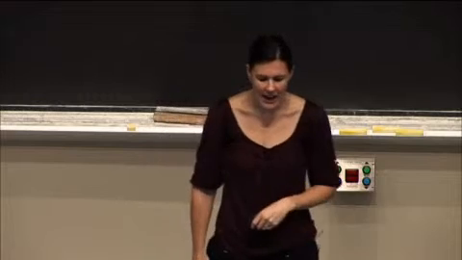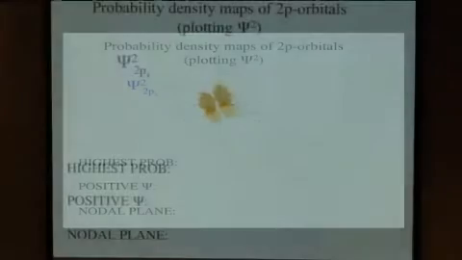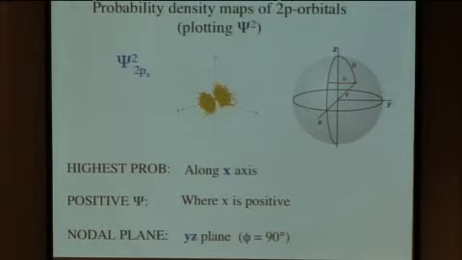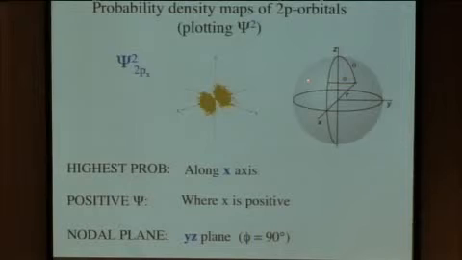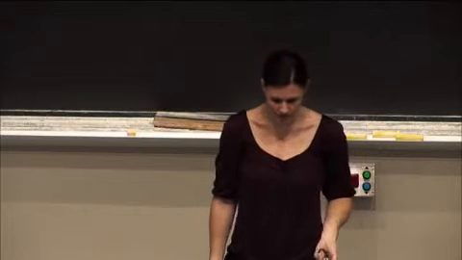So let's look now at the 2px orbital. This is the probability density map, so we're talking about the square here. The highest probability now is going to be along the x-axis. So that means we're going to have a positive wave function every place where x is positive. What is the nodal plane in this case? So it's going to be the YZ nodal plane. Or in other words, we can say it's any place where phi is equal to 90 degrees. So you can see if you take phi and you move it over 90 degrees, we're right here in the YZ plane. Anywhere where that's the case, we're going to have no probability density of finding an electron.